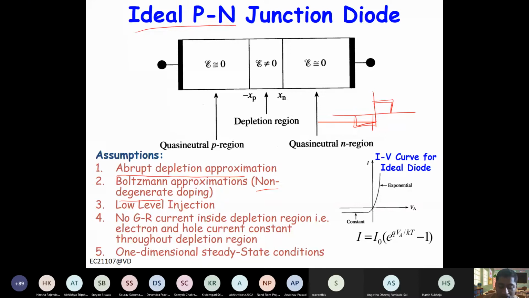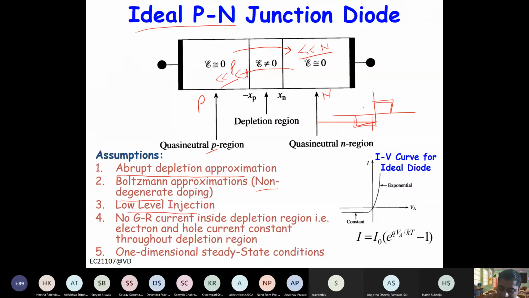Then low level injection. Low level injection means, this is P type and this is N type, so the number of holes diffusing from P to N is much less than the electron concentration here, the majority carrier. Similarly, the number of electrons diffusing from the N side is much less than the hole concentration on the P side, the majority carrier concentration. That is low level injection.